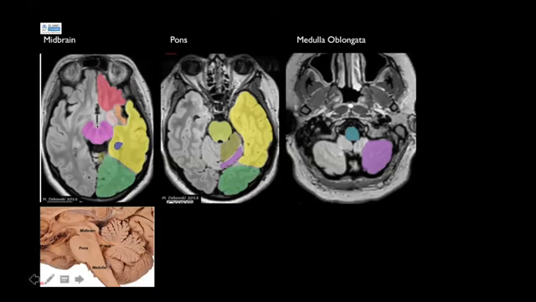So in this image on the left, we can see the Mickey Mouse or the midbrain, and these are the cerebral peduncles, which connect the midbrain to the thalamus. And this, we talked about the tectal plate. Well, this is the most posterior part of the midbrain. And then we're moving more inferiorly into the pons, and then more inferiorly again into the medulla oblongata.